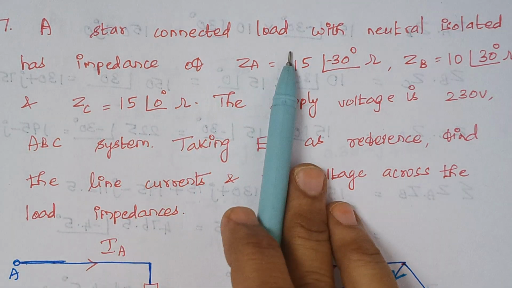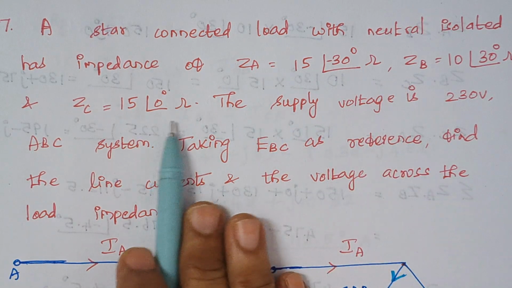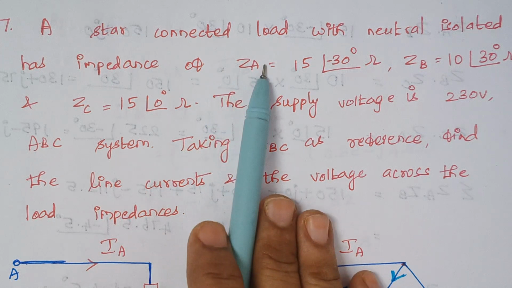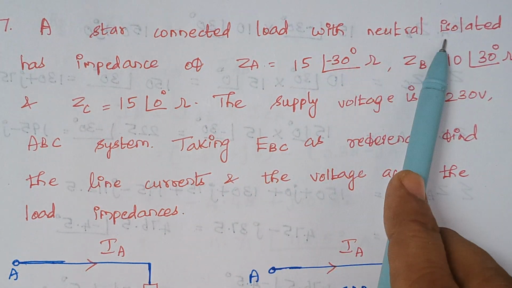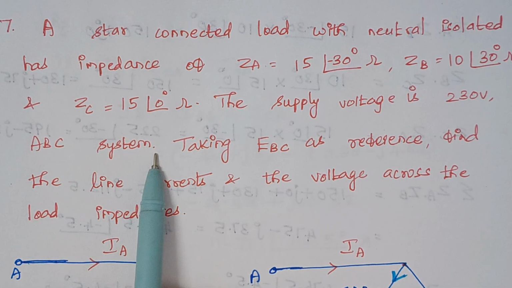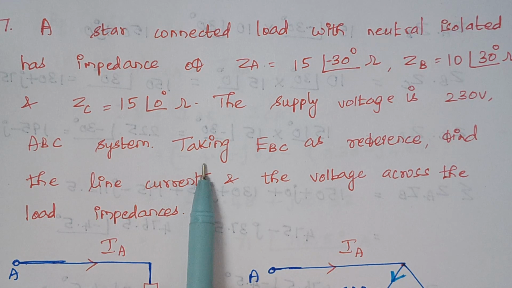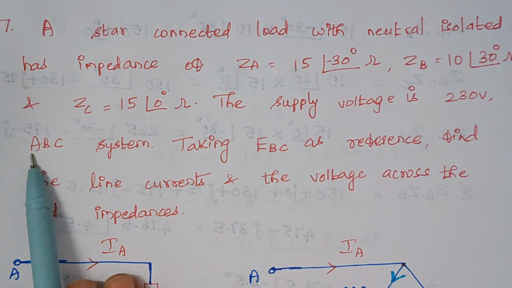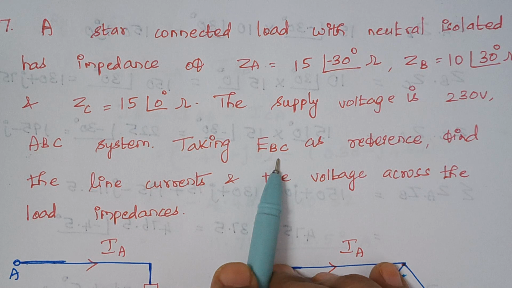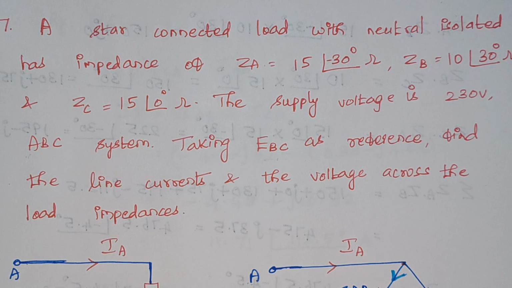A star connected load with a neutral isolated has impedances of ZA, ZB and ZC. So here this indicates that this is a 3-wire network, right? Because the neutral is isolated. There is no neutral. The supply voltage is 230 volt, ABC system. Okay, this denotes your phase sequence. So here taking EBC as reference. Okay, this is the order of the system, but here we are taking BC as reference. Find the line currents and the voltage across the load impedances, right?